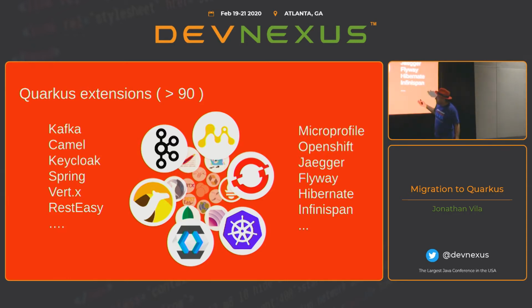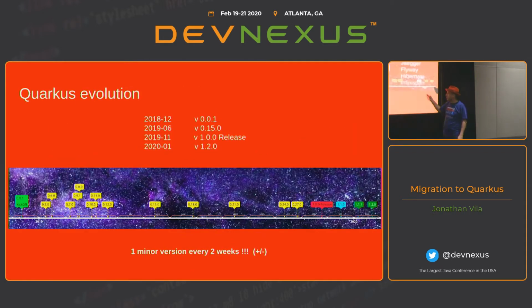So who is using Spring here? Okay. Who is using Camel? I don't know. Kafka? Keycloak? None? Okay. Well, Flyway, Hibernate. Well, you know all of them. And you continue to work with them. So you are not working with Quarkus. You are continuing to work with those standard libraries that you are familiar with.